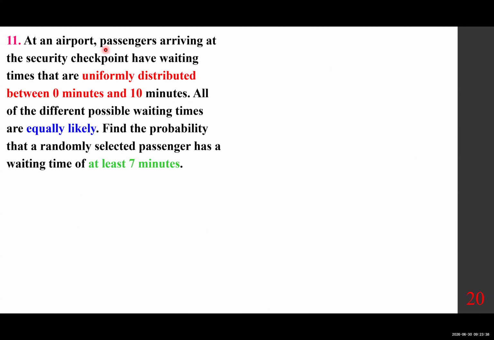At an airport, passengers arriving at the security checkpoint have waiting times that are uniformly distributed between 0 and 10 minutes. All of the different possible waiting times are equally likely. Find the probability that the randomly selected passenger has a waiting time of at least 7 minutes.